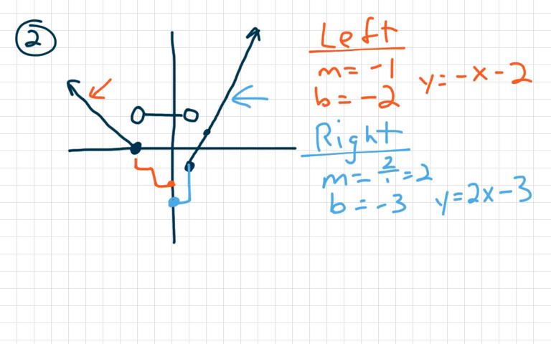Okay? Now we need to do the middle one. So I'll do the middle one in green. So middle. We need to know two things. We need to know the slope, we need to know the y-intercept.